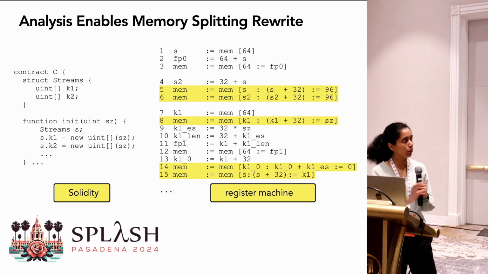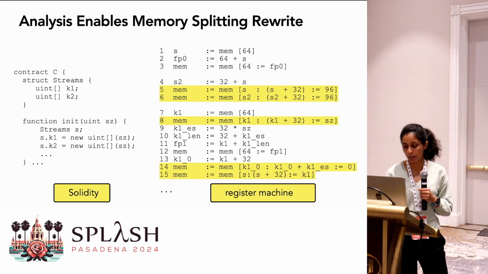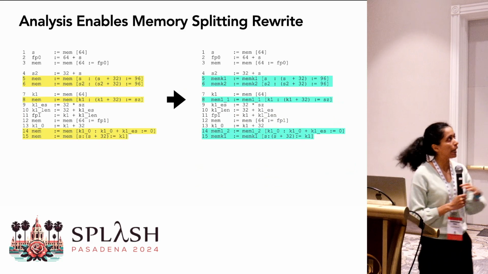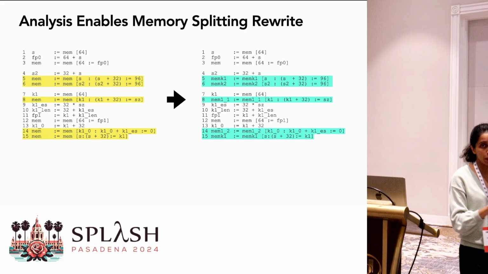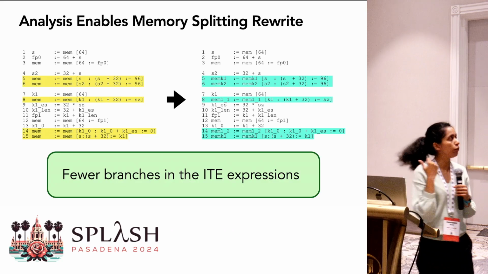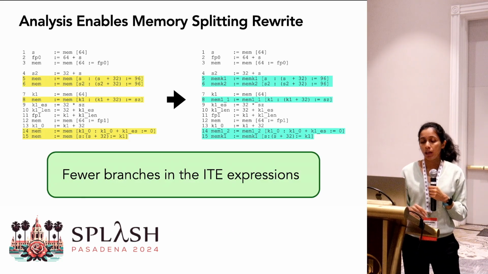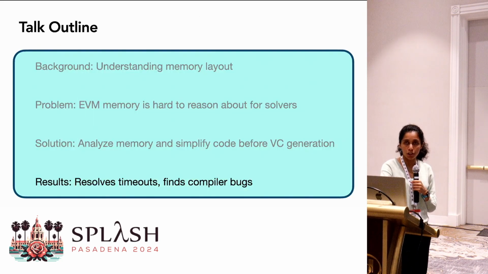Here, I'm not expecting you to read the code on the right. That's just a representation of the bytecode that we work with. But the highlighted parts show what exactly happens at the end of all that analysis. You can see that on the left, there is a single array called mem. After the analysis is done, you can rewrite the program to use different arrays for objects that you know are definitely disjoint objects. And the consequence is that ultimately, when we generate our queries in SMT-LIB, we have fewer branches in the ITE expressions.